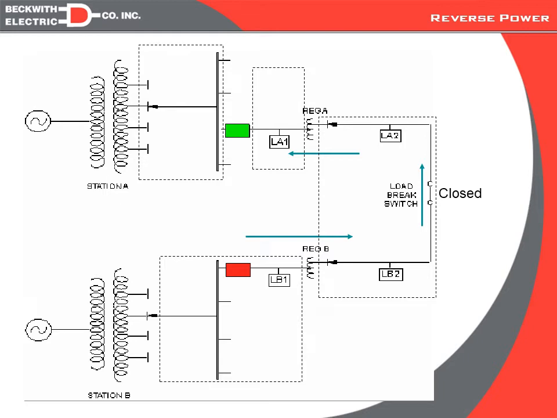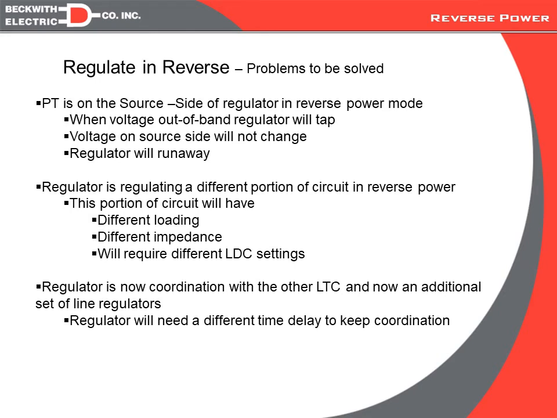There are two methods for doing this. Number one is we could hang a PT on both sides and then just switch which PT we're measuring. But assuming first here we only have one PT, the only other thing we can do is we can look at the tap position. And we can calculate, if we know the voltage on this side of the regulator and we know what the voltage is on the other side, we can calculate. So, problems to be solved in Regulate in reverse.